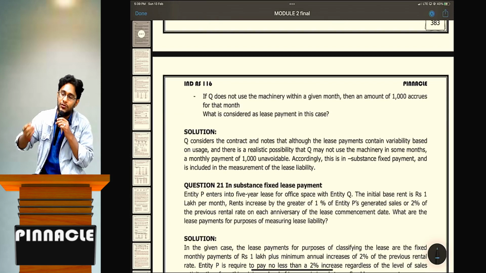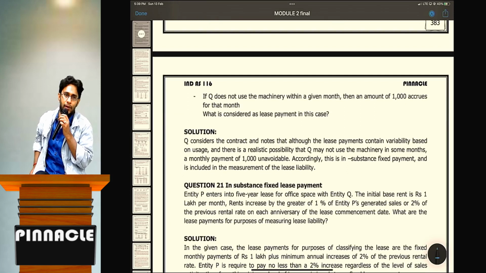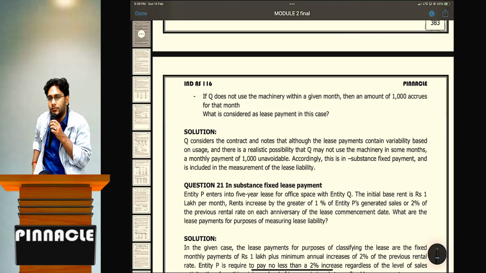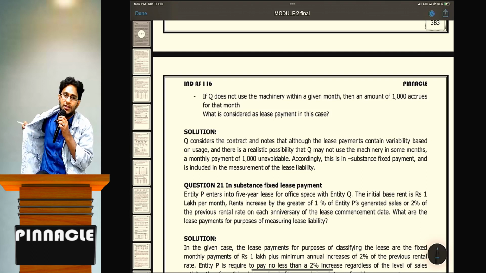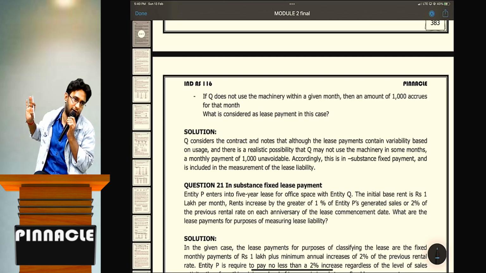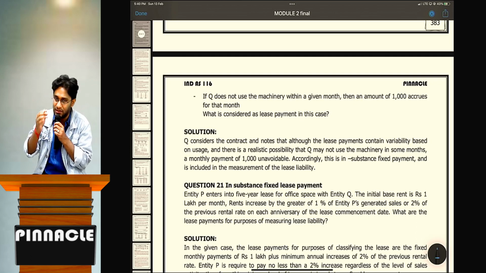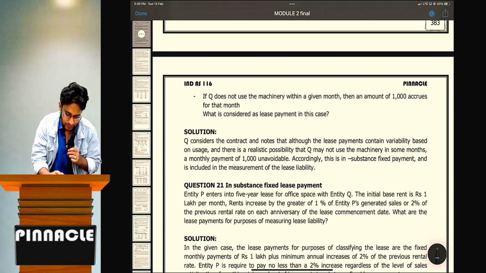Now, my extra 1,000, sir. Extra 1,000 I will pay only if I use the asset. And that is pure variable. Tell me, sir. Extra 1,000 is linked to usage of the asset. Since it is linked to usage of the asset, that should not be included in computation of your lease liability. Directly throw it off into P&L whenever you pay. In lease payment calculation only 1,000 should be included, which is the in-substance fixed payment.